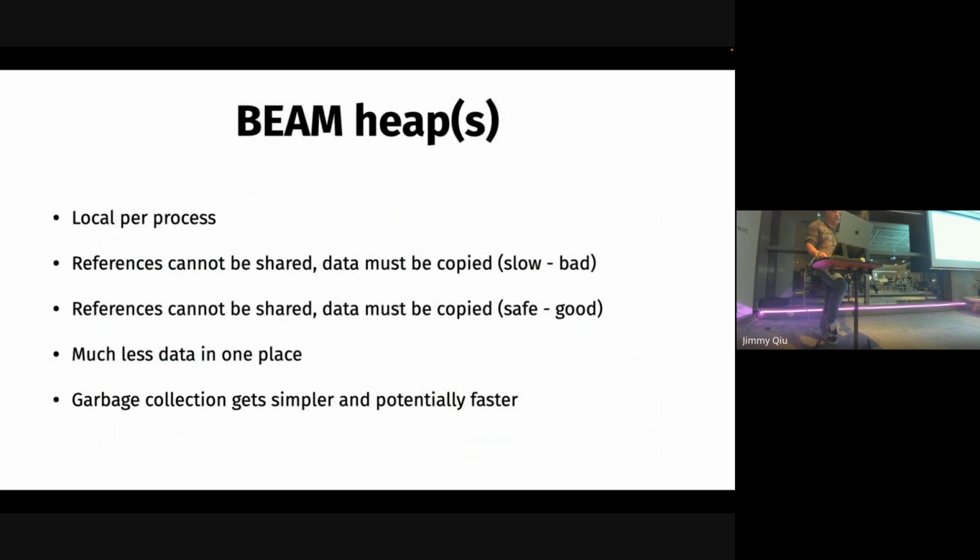Whereas Beam has a heap per process. References can't be shared, so data has to be copied. That's where message passing comes in, and it's really important, because if you want data from one heap to be in another heap, you have to copy it and send it via a message. It goes into the mailbox, you receive it, pull it out and work with it that way. So that's slow, so that's bad. But it also means you can't shoot yourself in the foot by having multiple things updating the same data at the same time. It also means there's much less data in each heap, so each heap tends to be much, much smaller. And that means the garbage collection gets a lot simpler and can be a lot faster.